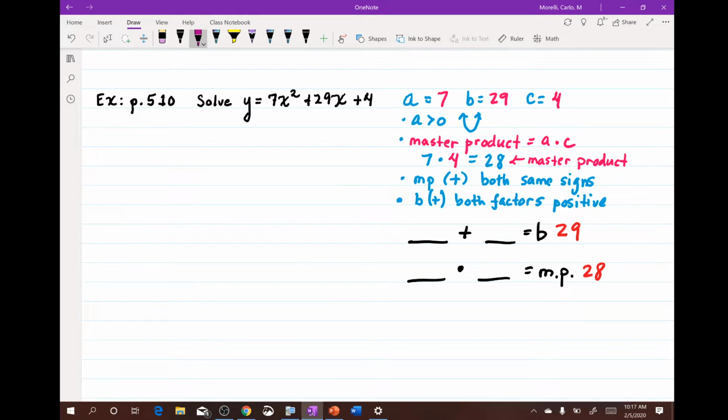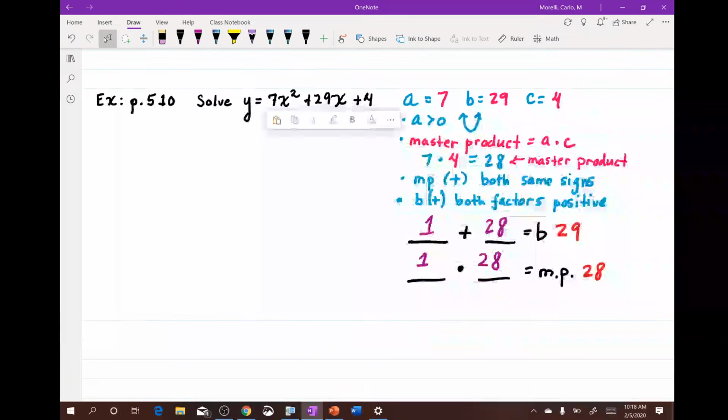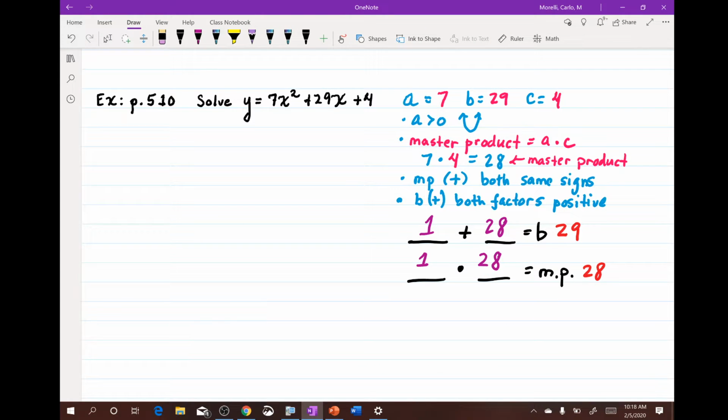Okay, so what we're saying is 1 plus 28 equals 29. And 1 times 28 is 28. Okay? Now here's what you're going to do. This is the new part. You're going to take this middle term right here, and you're going to split it up.